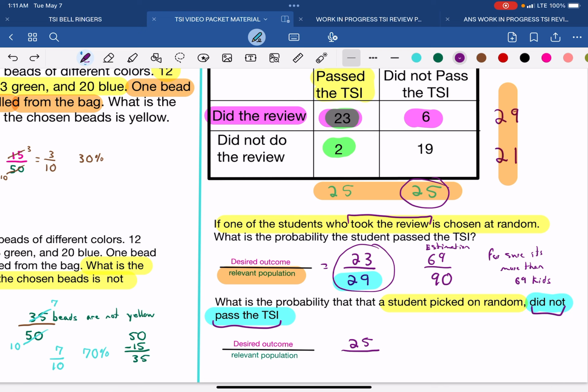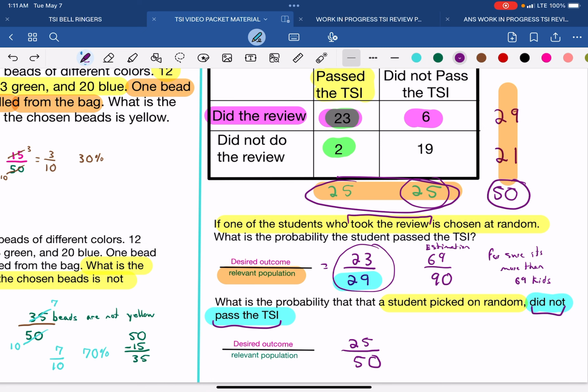Right? Now, population. Was I specific in this population? No. So the question is how many total students we have? Well, what's 25 plus 25? 50. There's a total of 50 students. I'm going to put 50 here.